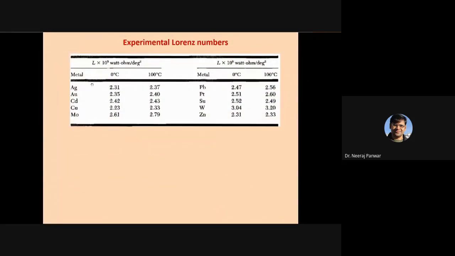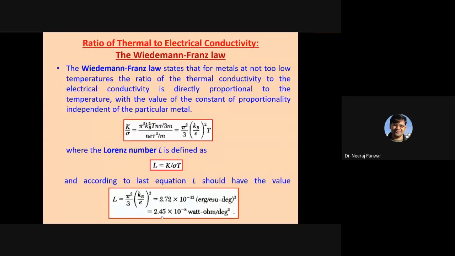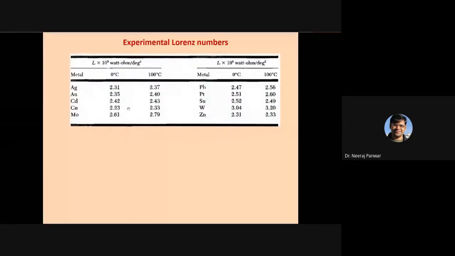And this is the experimental Lorentz number for different metals observed at 0 degree centigrade and 100 degree centigrade. Please remember, the experimental value is 2.45 × 10⁻⁸. So here you see it is 2.31 × 10⁻⁸. It is 10 to the power minus 8, not 10 to the power 8.